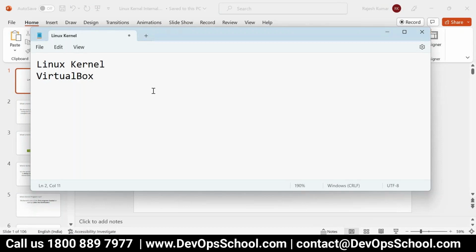First will be Linux kernel, second one will be VirtualBox. Third one I would like to add a WSL. Then I'll teach you Linux commands. Okay, and after that shell scripting, and then script CRI scripting, and then finally I'll teach you Vagrant. So that is the topic for the day.